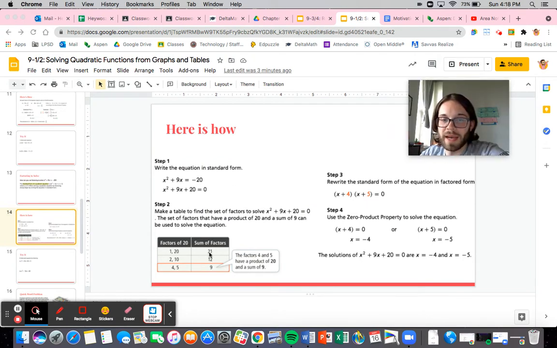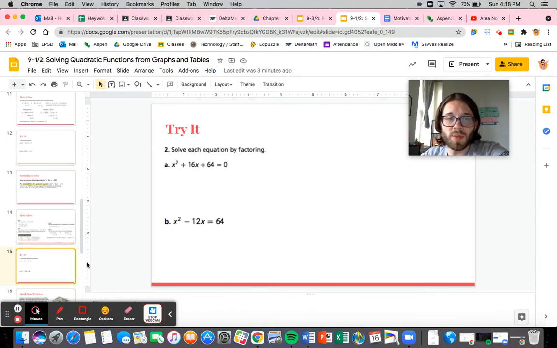Again, you want factors that add up to 9. Don't forget that. It's very easy to forget about factoring if you haven't used it in a while. But ultimately, you're just finding factors that add up to the middle term. All right, so let's go through this process.